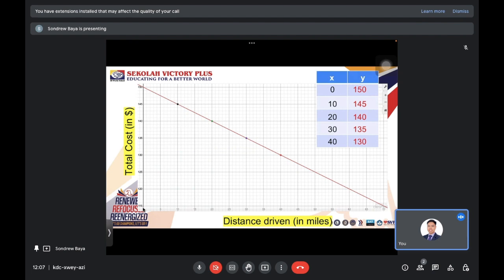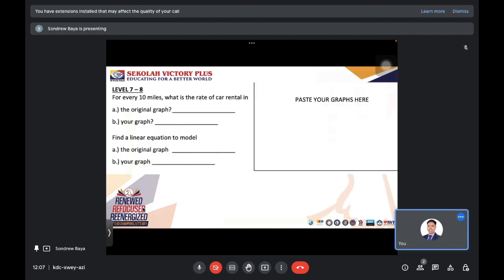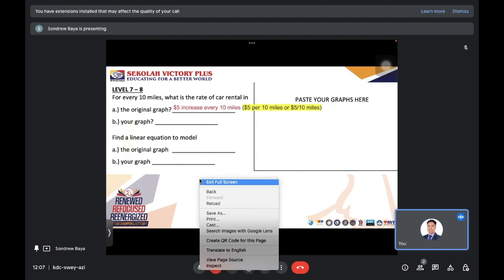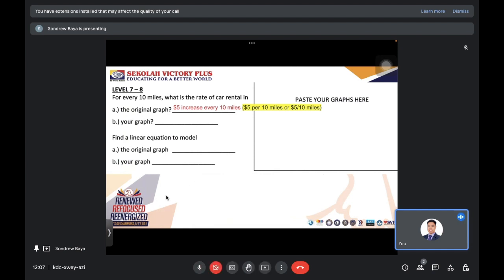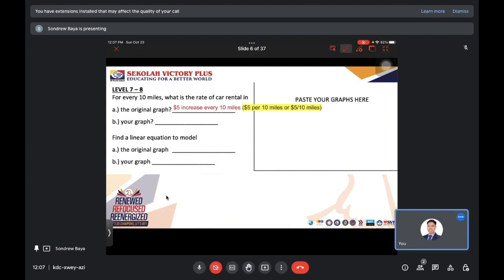Of course, for questions 7 to 8, the question is, what is the rate of rental? So actually, I have this one. Wait, I have this erased. Let me just erase this portion here because this is not actually correct, no?